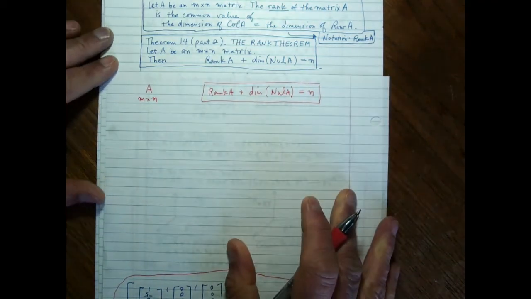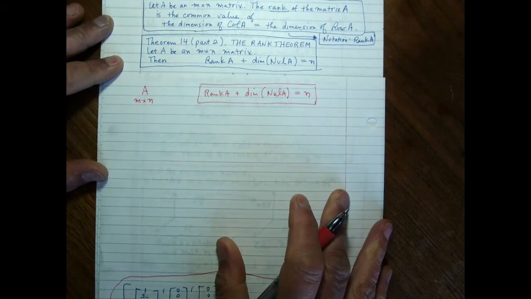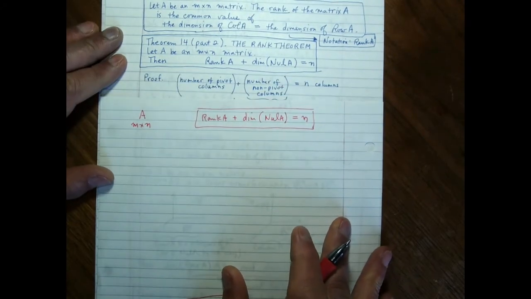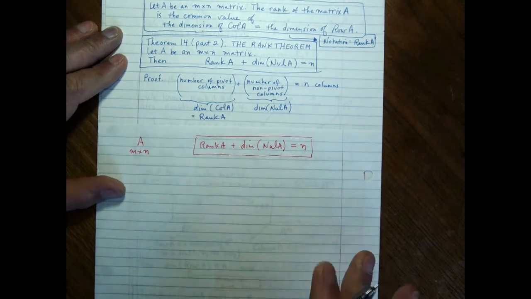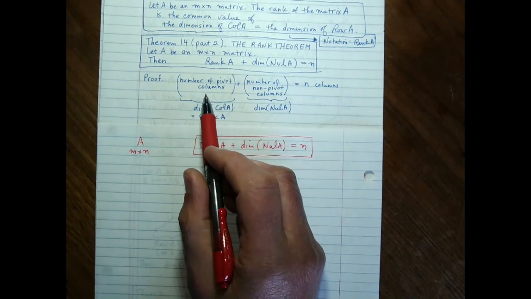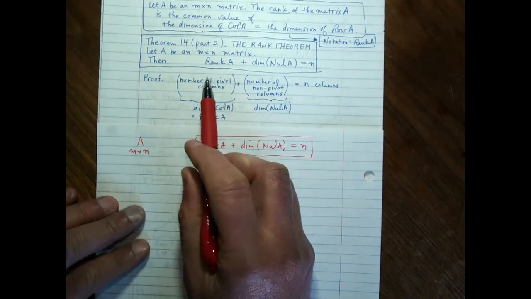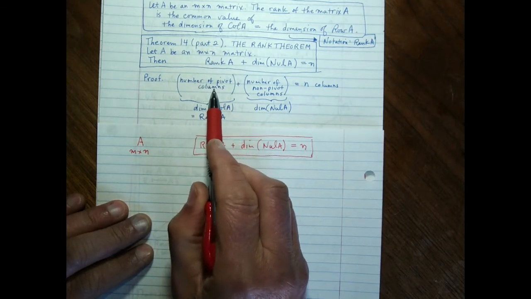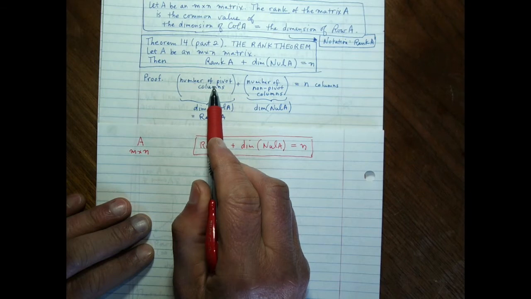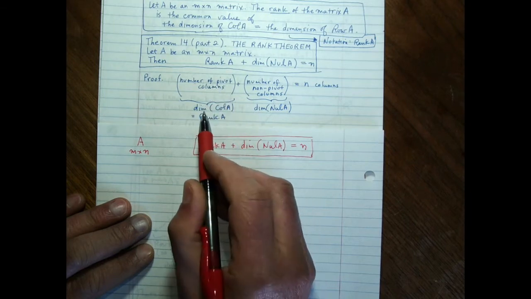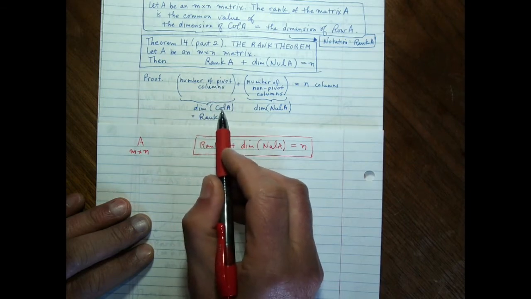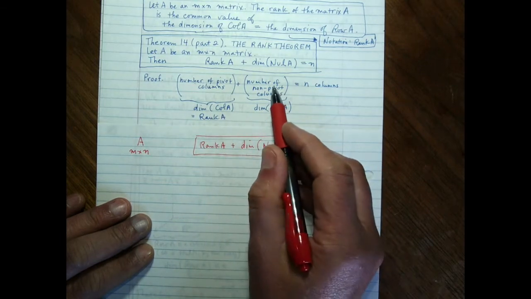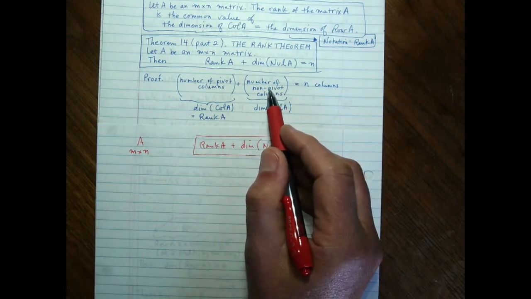Why is this true? Well, it just sort of falls out of our calculations again, because if A is m by n, the number of pivot columns in that matrix A is the dimension of the column space, which is equal to the rank. But the number of non-pivot columns is the dimension of the null space of A.